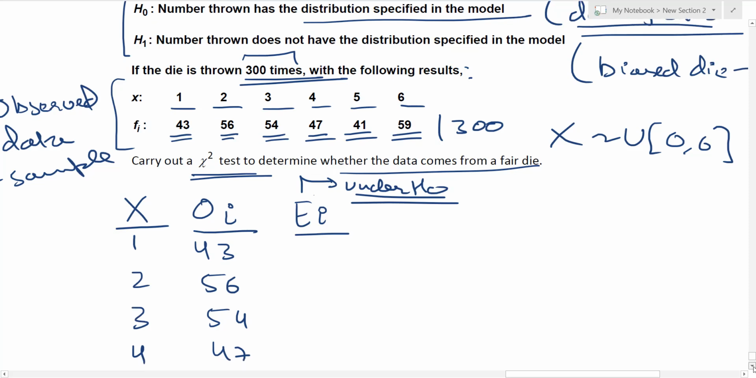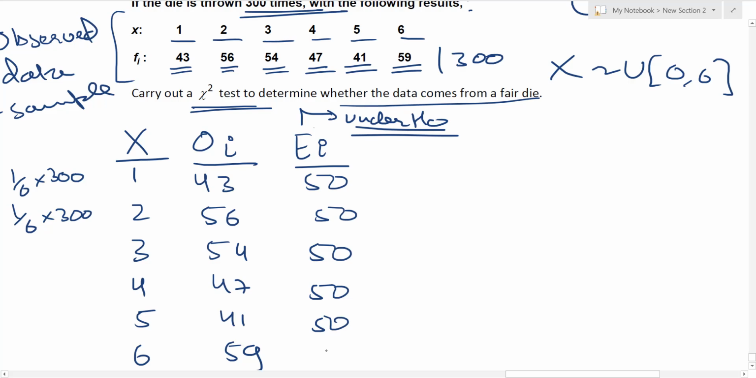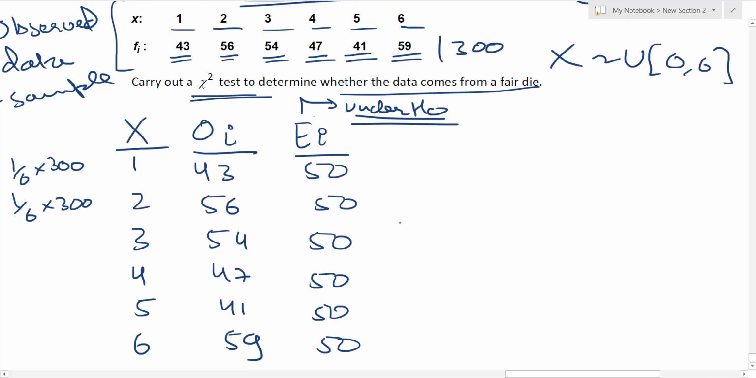So 1 will arise 1 by 6 of 300 times, which will be 50 times. 2 will arise 1 by 6 of 300 times, which will be 50 times. So all of these values will come 50 times. That is what you expect, right? These are the observed values. Obviously they are not the same as what you expect because there is some randomness. But your expected values will all be 50, because all of them have equal probabilities. So these are your observed and expected frequencies, right? So this should be clear.